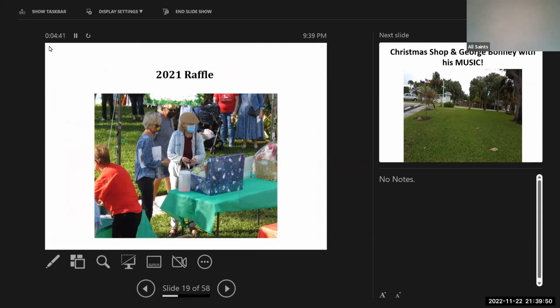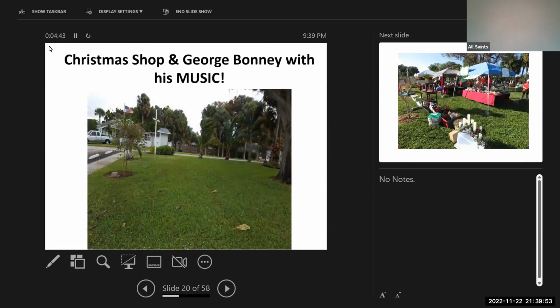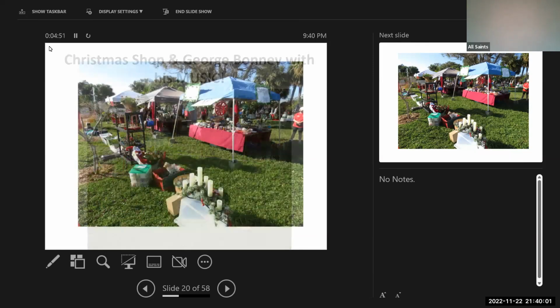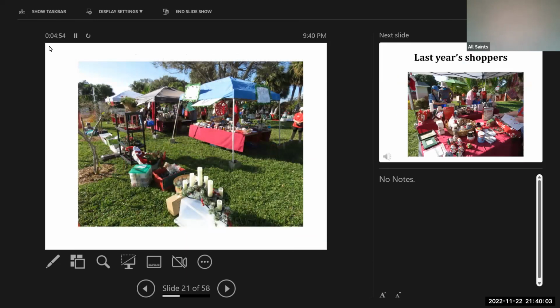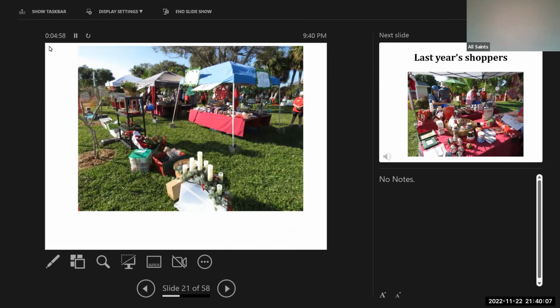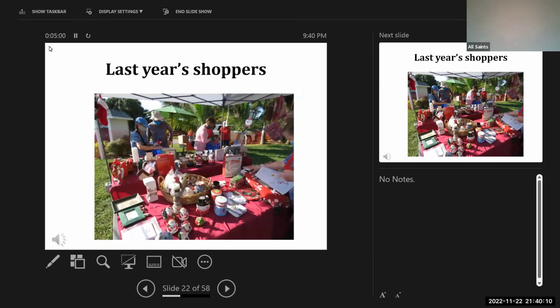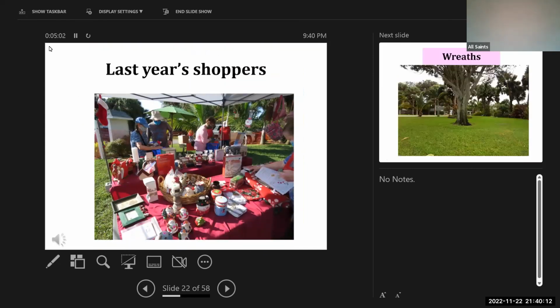Okay. And this is where the Christmas shop is going to go. And George Bonnie's going to be nearby. And this was 2 years ago at the Christmas shop. Like I said, last year I didn't get out to take any pictures. Well, maybe I did. That looks like the new 10x20 tent that we had up.